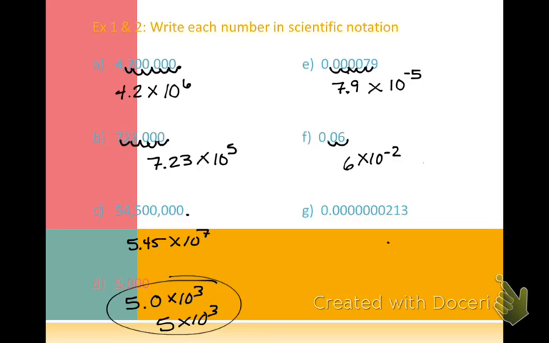Gee, this is a big number. I don't even know how to say this in math terms. Jamie Lynn: 2 and 13 hundredths, 0.13. Times 10 to the negative 8. Does everyone agree it's negative 8? 1, 2, 3, 4, 5, 6, 7, 8. Yeah, very good.